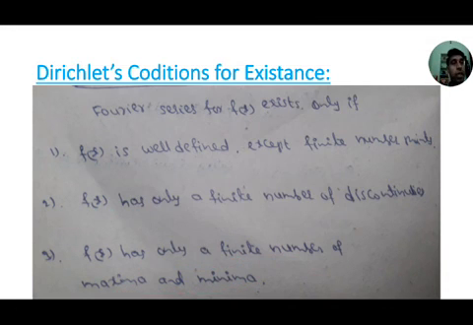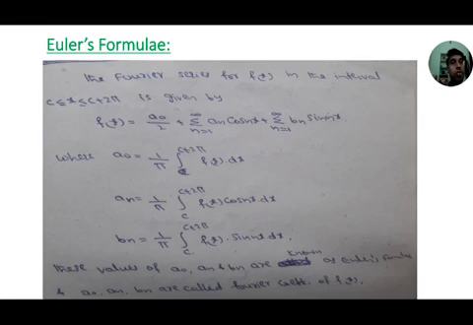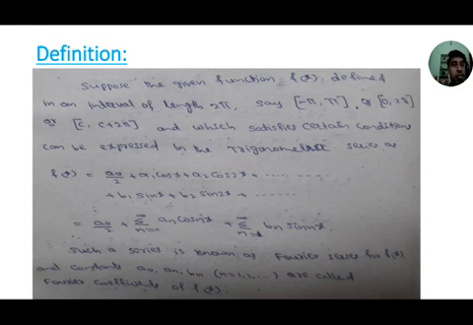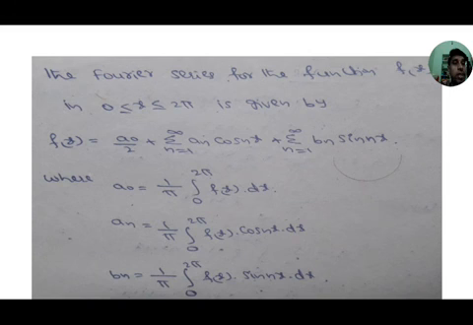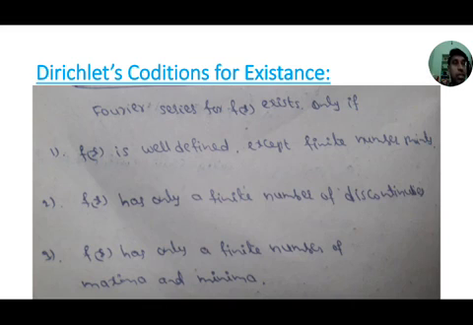Up to now, we discussed the Fourier series definition, that is f of x equal to a naught by 2 plus sigma n equal to 1 to infinity a n cos n x plus sigma n equal to 1 to infinity b n sin n x, where a naught, a n, b n are called Fourier coefficients. We also discussed Euler's formulae, the Fourier series for different intervals, and Dirichlet's conditions for existence. These 3 conditions are known as Dirichlet's conditions.